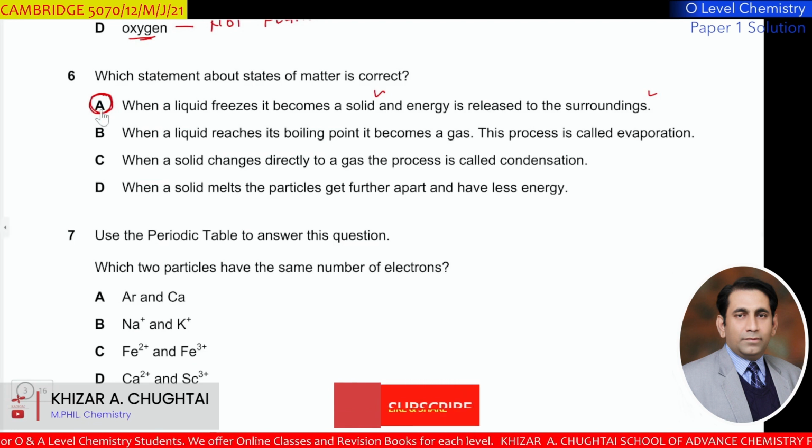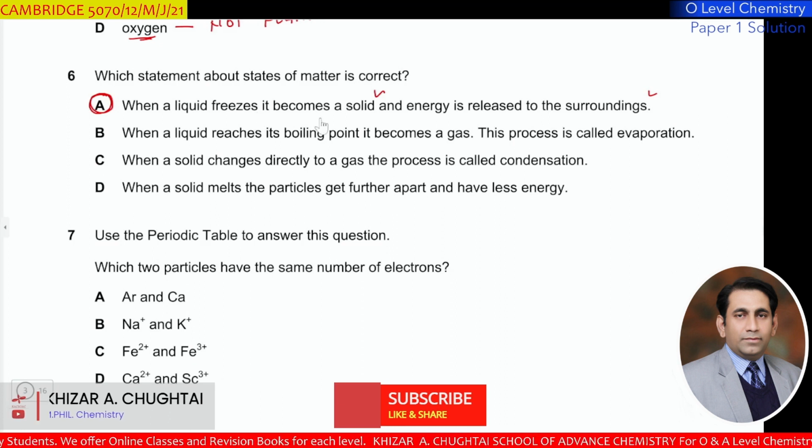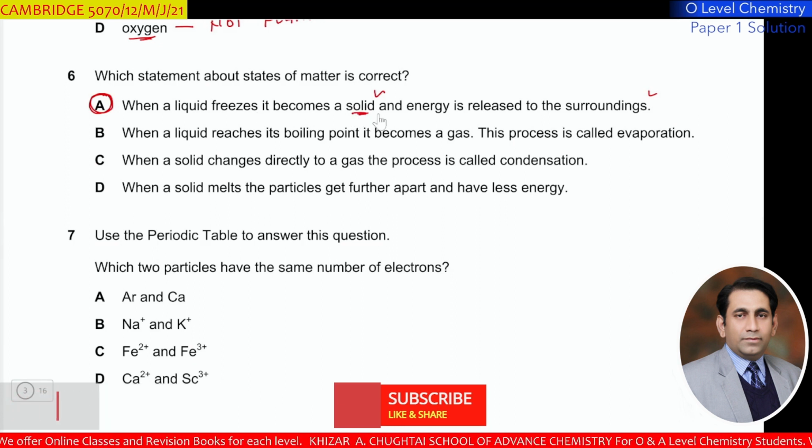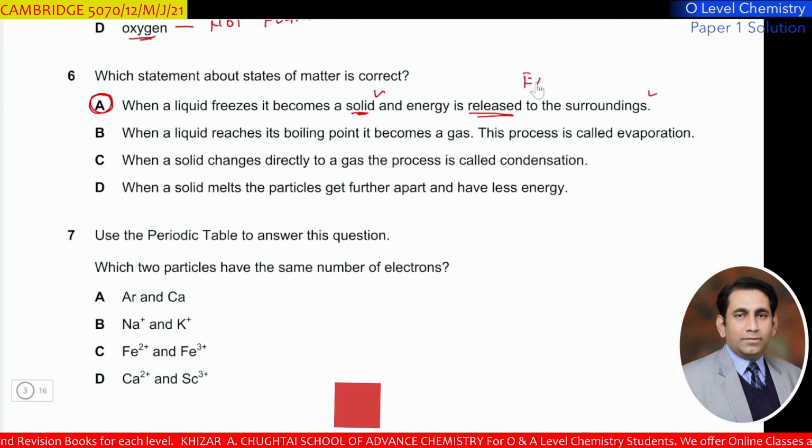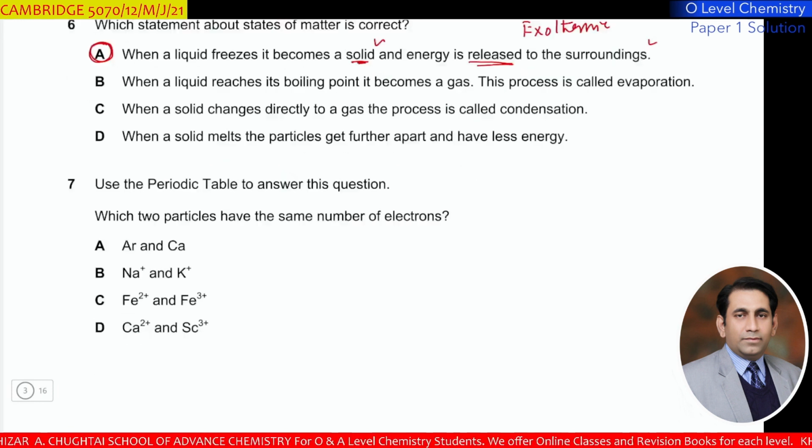I mean, there is no need to check the further ones. It's true. Liquid on freezing becomes solid. Yes, it is true, and energy is always released. That is an example of an exothermic reaction.